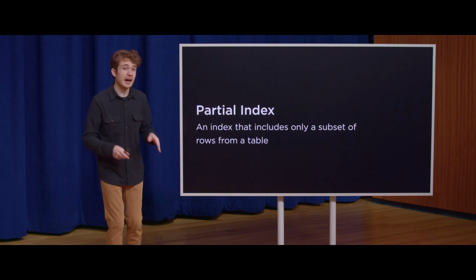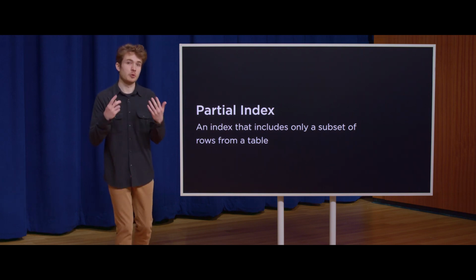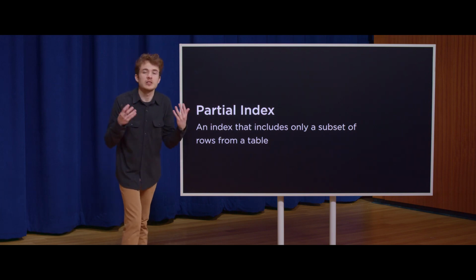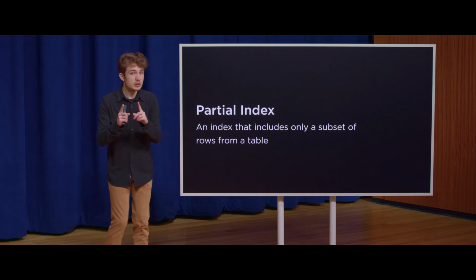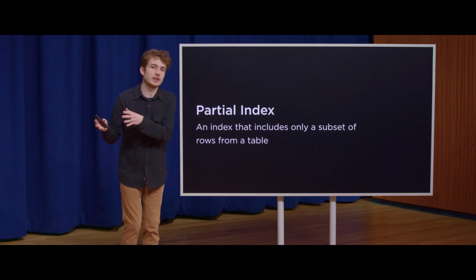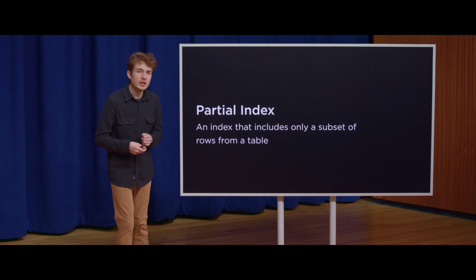For example, in IMDb, maybe we know people are more likely to search for a movie that came out this year versus one that came out 15 years ago or so. So we could create an index that focuses on those movies that came out this year versus 15 years ago or so. And we'll do just that.